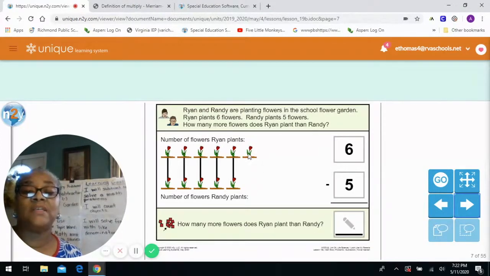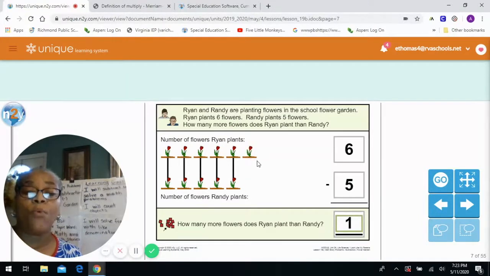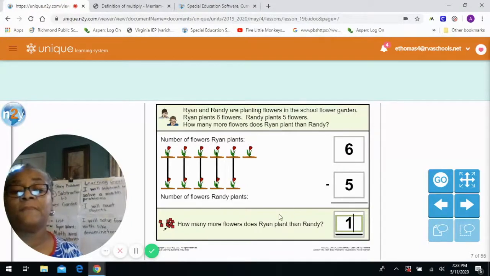So who has something left? Ryan has something left. And how many does Ryan have left? He has 1. So we know that 6 take away 5 equals what? 1. So that's how many. Ryan had 1 more flower than Randy, because it asked how many more flowers Ryan plants than Randy.